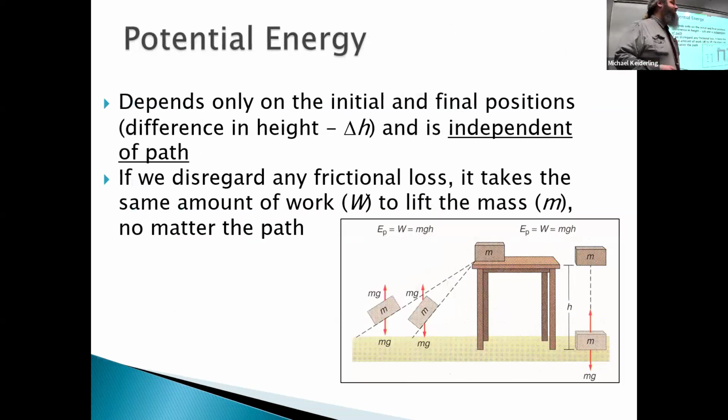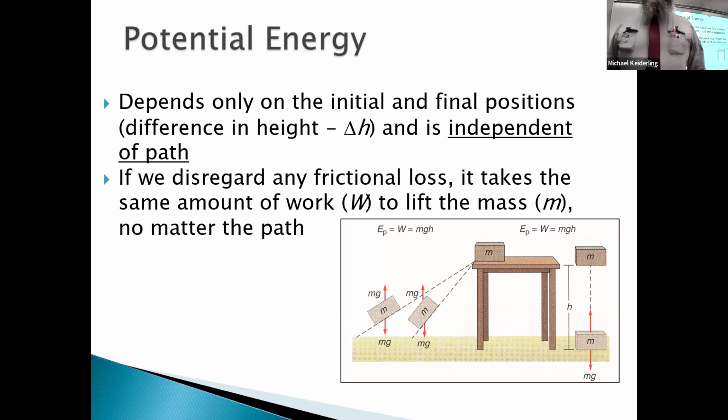Now, the nice thing about potential energy is that it is independent of path. It only depends on where you start and where you end. So your change of potential energy will only depend on the difference in height. It is independent of path.